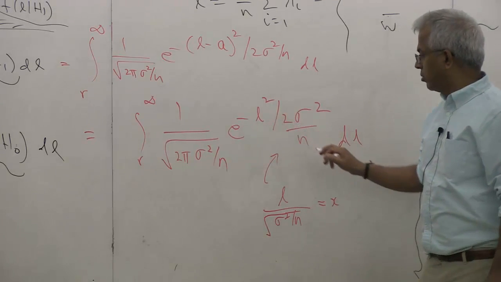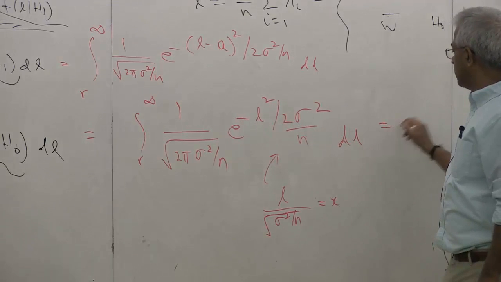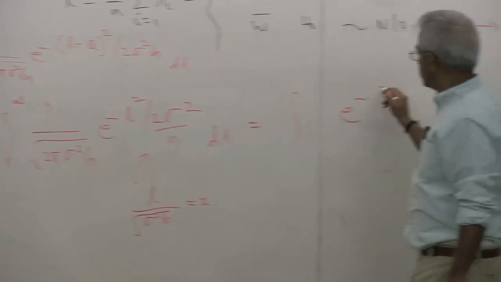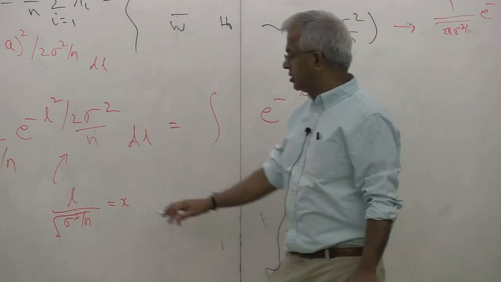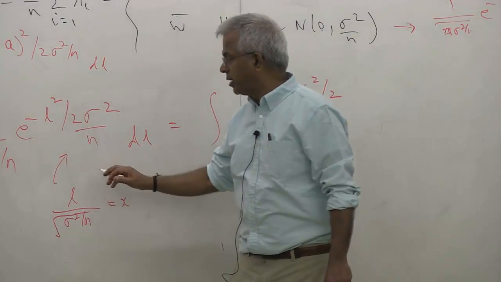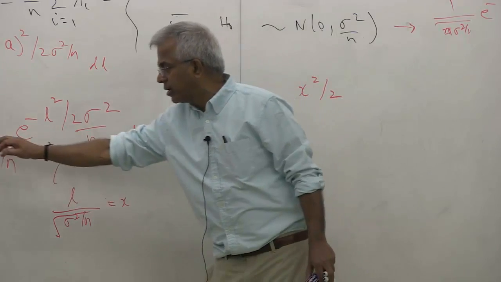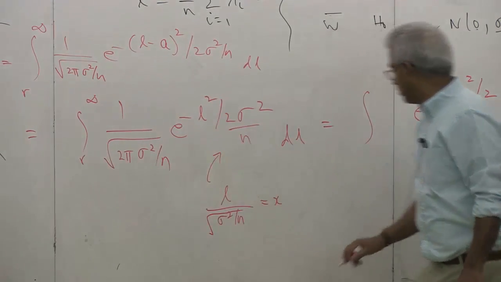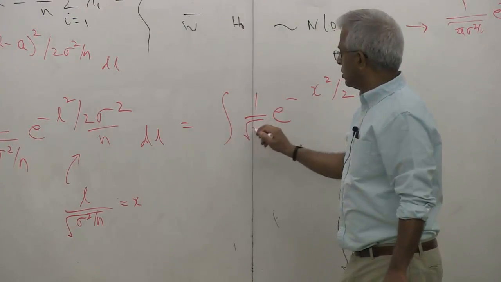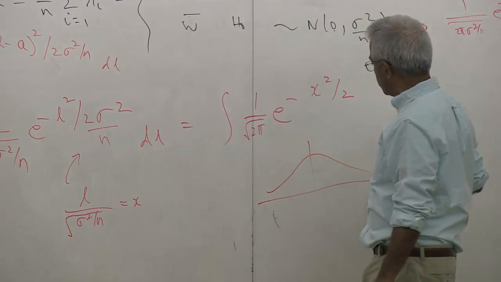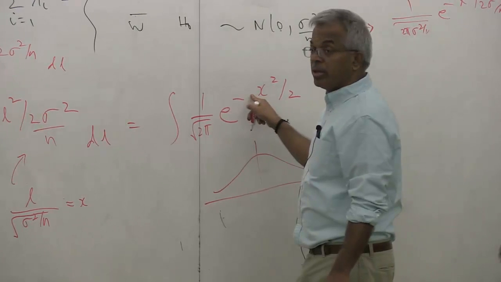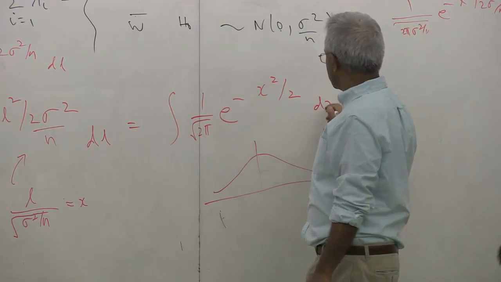So I'm going to take the square root of this. So this reads now e raised to minus x squared by 2 in the numerator, right? So you see dL is dx multiplied by the square root of sigma squared over n. Square root of sigma squared over n will cancel. So here you have, this is the normalized Gaussian, that's what I want to bring it to, because with the zero mean, unit variance, so this is dx.